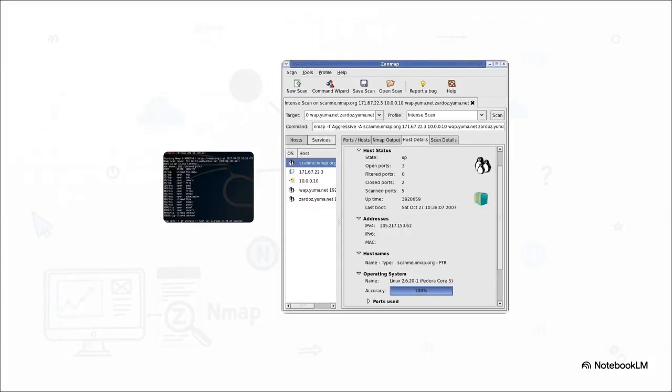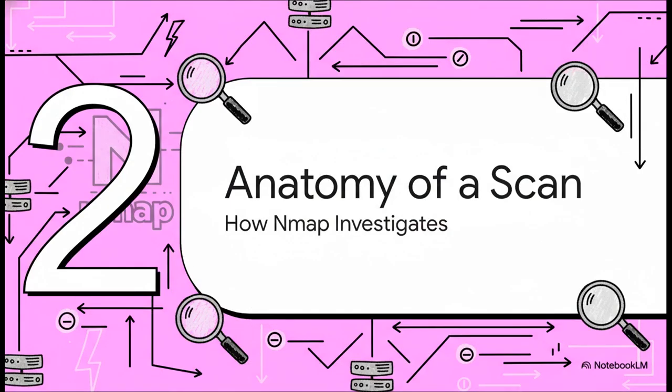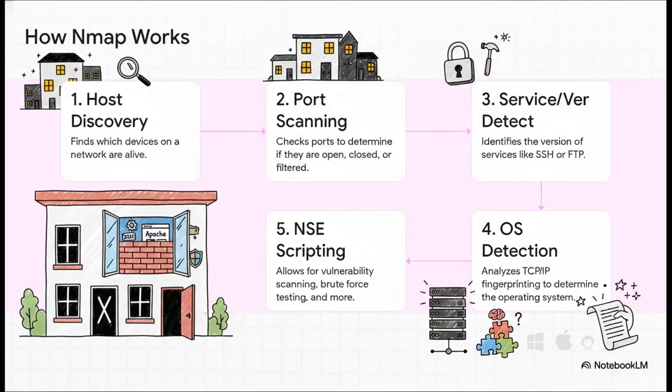And this shows you exactly what I'm talking about. Over on the left, you've got that raw, powerful text output from Nmap. It's dense, it's fast. And on the right, Zenmap takes that exact same information and just beautifully organizes it into tabs, lists, and even diagrams. Same data, totally different experience. So you're probably wondering, how does Nmap actually do all this? What's going on under the hood when you hit enter? It all breaks down into a few key stages. It's actually a pretty logical step-by-step process.